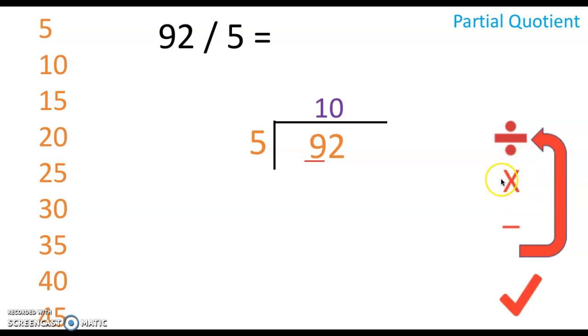Then we're going to multiply. 10 times 5 is 50. Then we'll subtract. 92 minus 50 is 42. Then we're going to repeat back to division. We already did the tens place, now we're on to the ones place, but we do have some tens left over that we can't forget about.